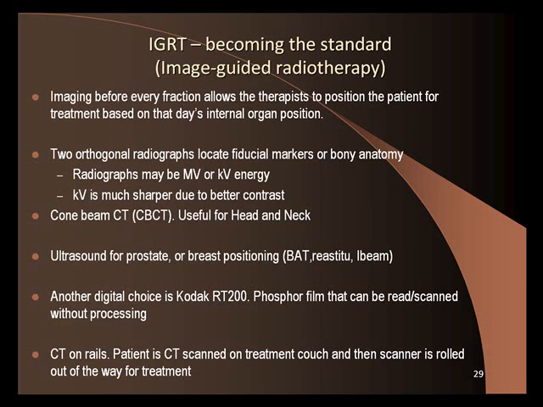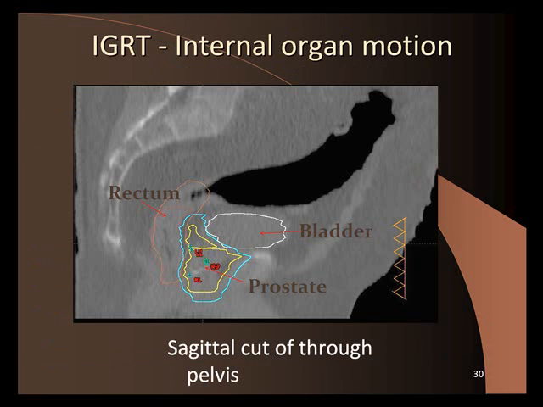So those are all the different options of IGRT. And then here's why we use IGRT. This is a sagittal cut of a patient's abdomen. Okay? And the doctor's drawn prostate here, and this blue thing is a margin around the prostate, this is bladder, and this is rectum. Well, look at this right here.